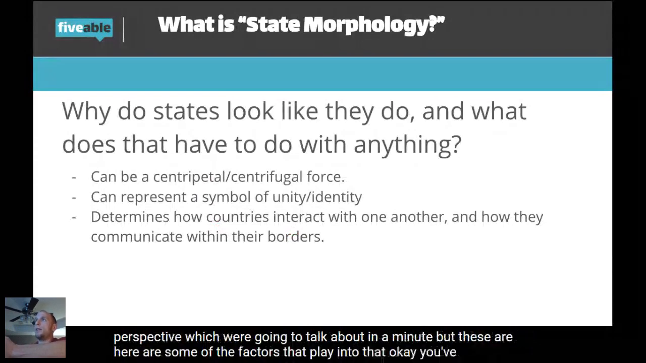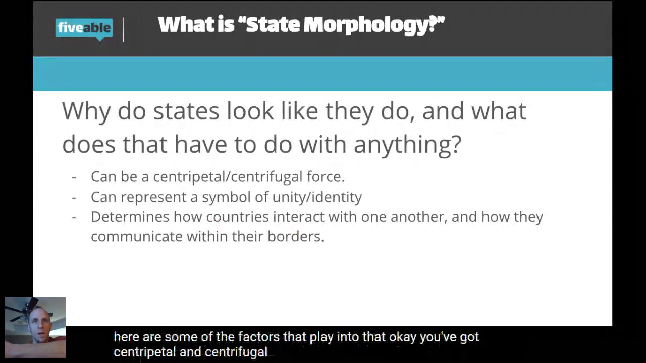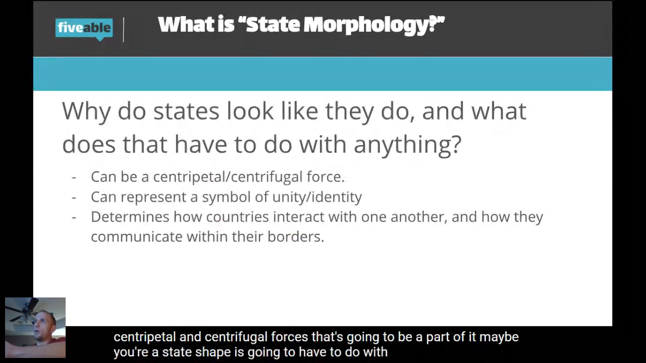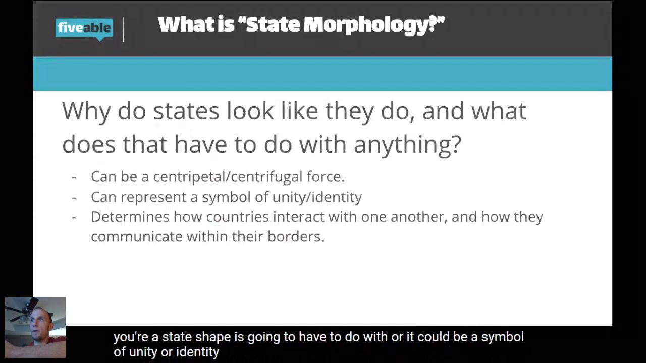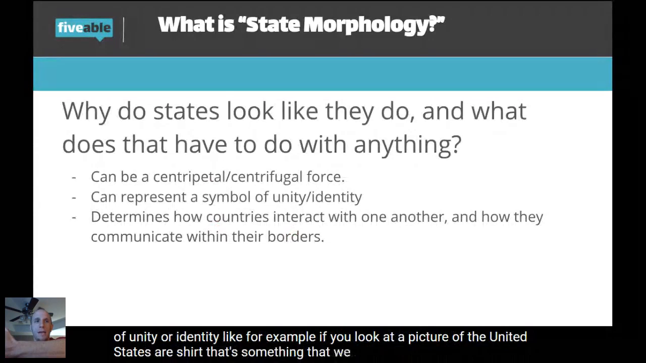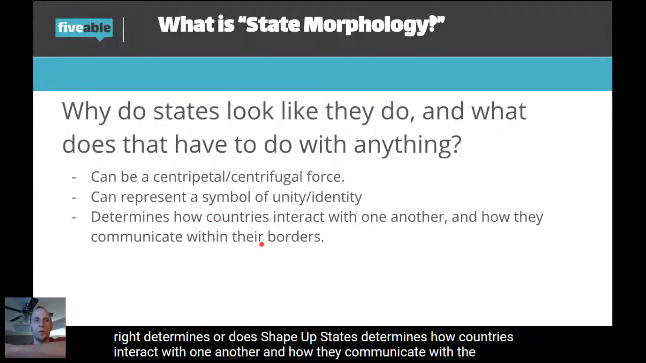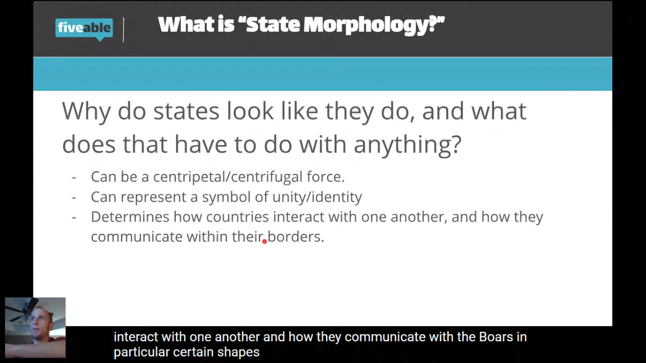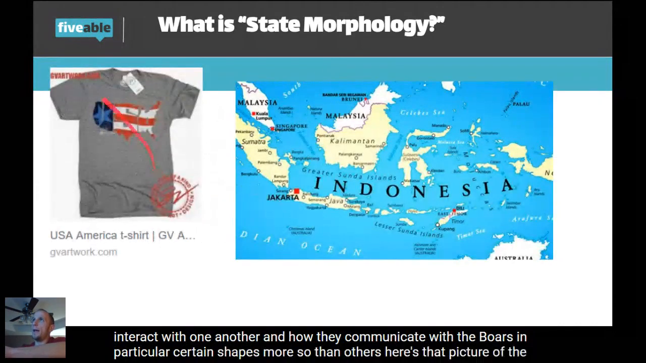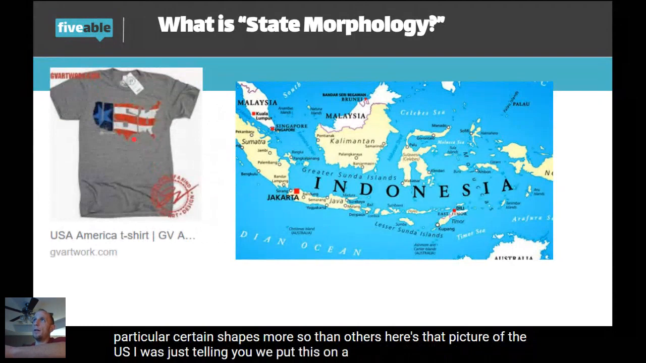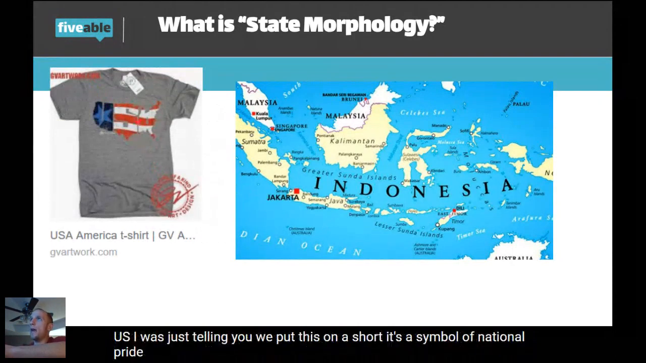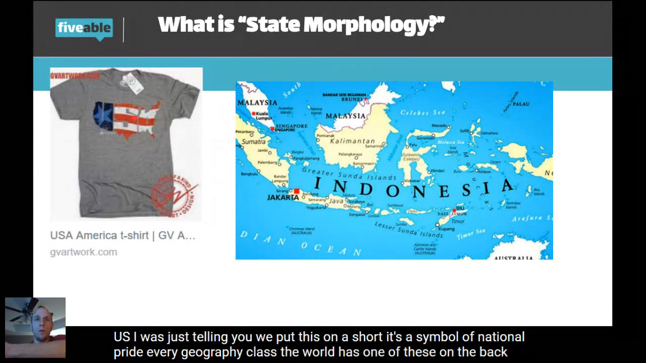You've got centripetal and centrifugal forces. That's going to be a part of it. Maybe your state shape is going to have to do with, or it could be, a symbol of unity or identity. For example, if you look at a picture of the United States on a shirt, that's something that we all can kind of rally behind, right? The shape of states determines how countries interact with one another and how they communicate with the borders, in particular, certain shapes more so than others. Here's that picture of the U.S. I was just telling you about. We put this on a shirt. It's a symbol of national pride. Every geography class in the world has one of these on the back wall, right?